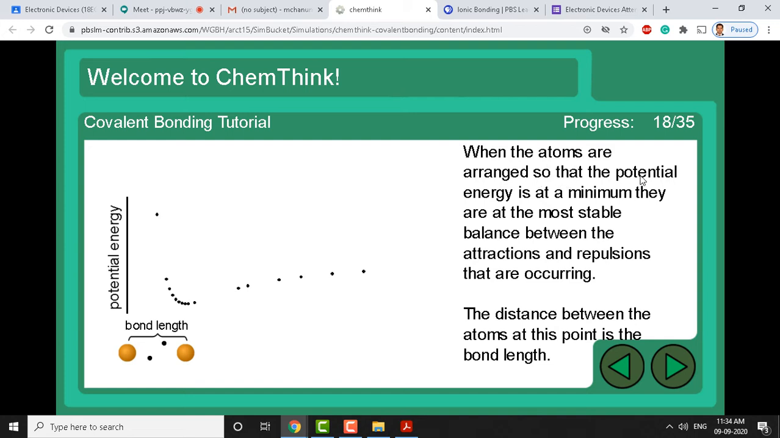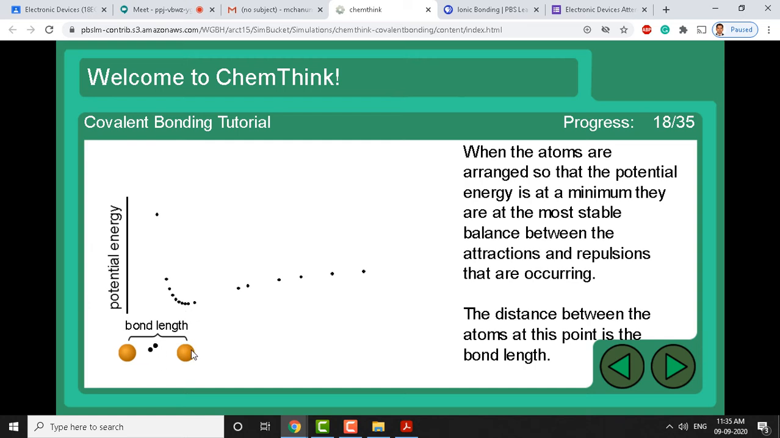When the atoms are arranged so that the potential energy is at a minimum, they are almost stable. There is a stable balance between the attraction and repulsion that are occurring. In this example, you can see that attraction and repulsion are both in stable conditions, so the potential energy is going to be minimum. The distance between the atoms at this point is the bond length. To maintain stable conditions, the attraction force of this proton for the electron present here and the proton repulsion balance each other. That happens only when the potential energy is minimum.